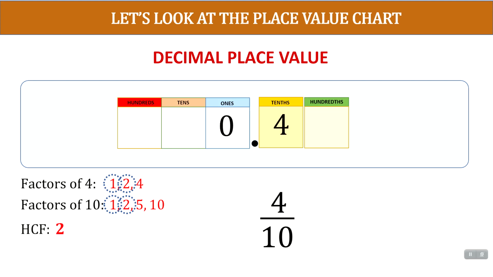So we will divide numerator and denominator by 2 in order to get an answer in lowest terms. 4 divided by 2 is 2. 10 divided by 2 is 5. And so our answer is 2 over 5, now in lowest terms. 0.4 is equal to 2 over 5.